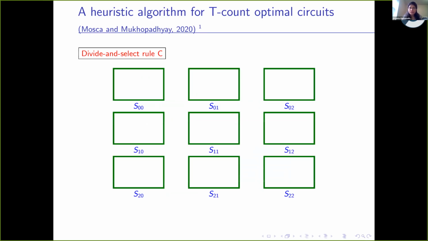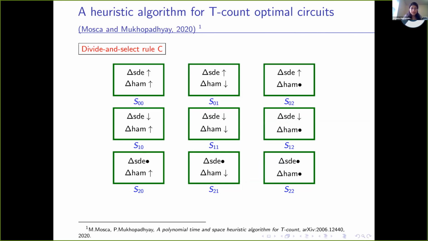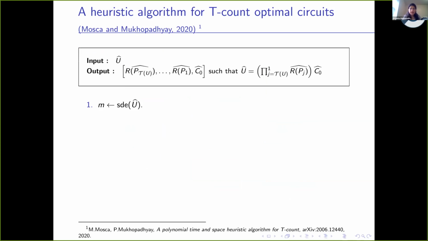In the third rule, this is the finest subdivision we have had. If the change is unchanged, I mean, if the delta Hamming weight or delta SDE remains unchanged, we place them in separate groups. The selection criteria again remains unchanged. So this is our algorithm.